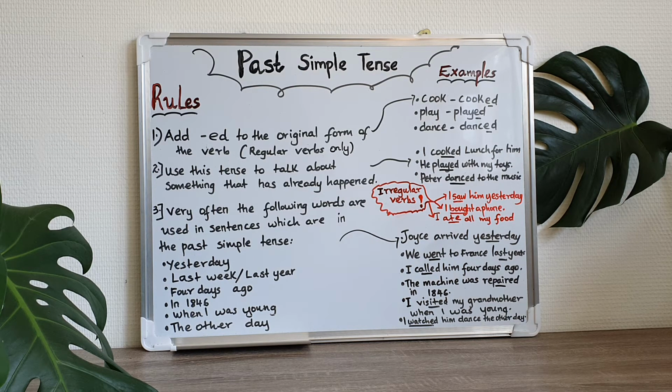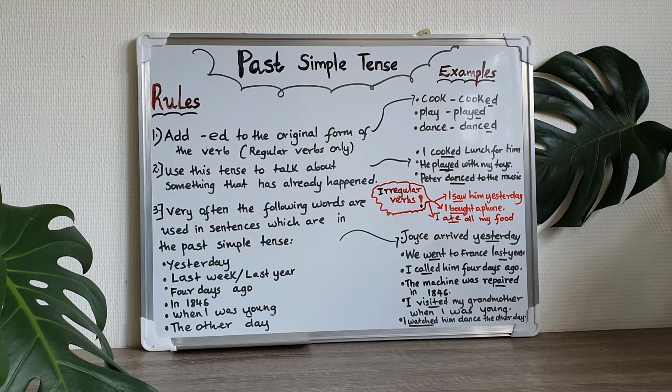For example, if you have to do a test and you have been told to change the sentences into the correct tense. When you see the following words, that should be a clue or a sign or a signal that the sentences should be in the past simple tense.